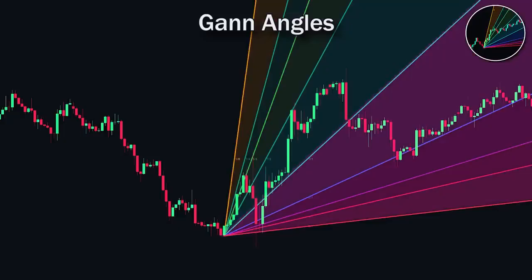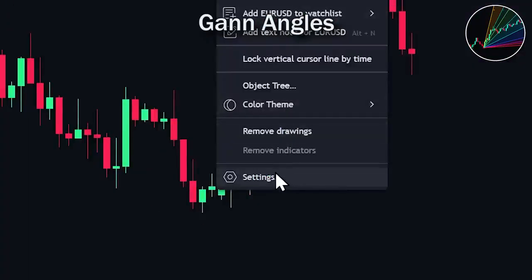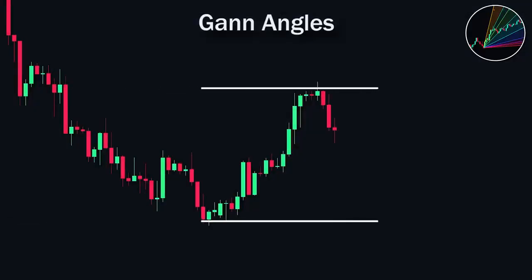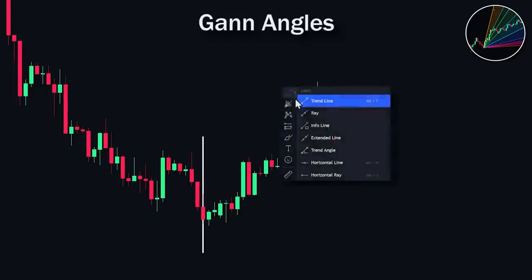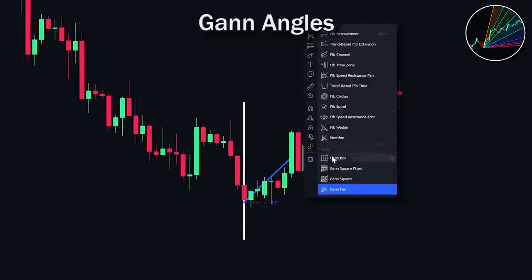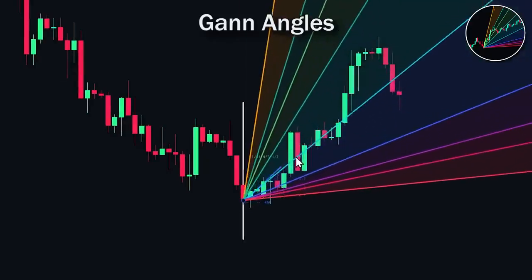To apply the Gann angles, first you go to Settings, then make sure to check the lock price to bar ratio. Next, identify a market range and mark the swing low and the swing high of that range. Then, draw a straight vertical line at the start of the range. After that, select the Trend Angle tool and measure 45 degrees. Then, use the Gann fan tool and place it at the 45-degree angle.